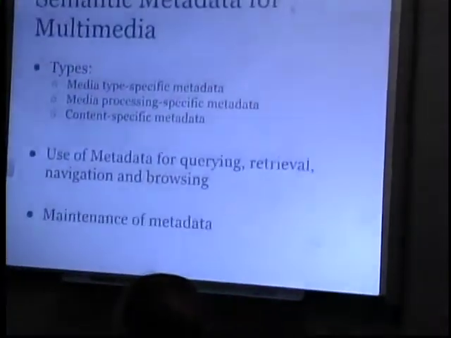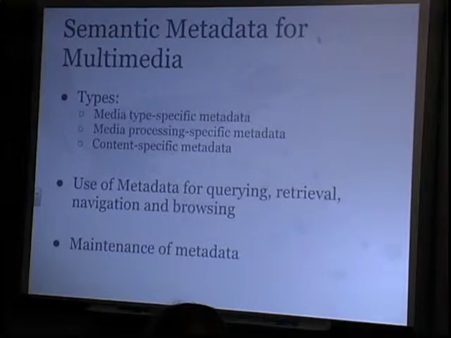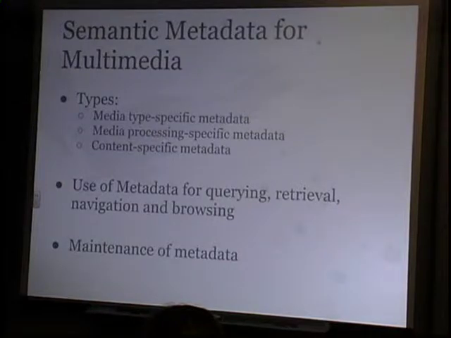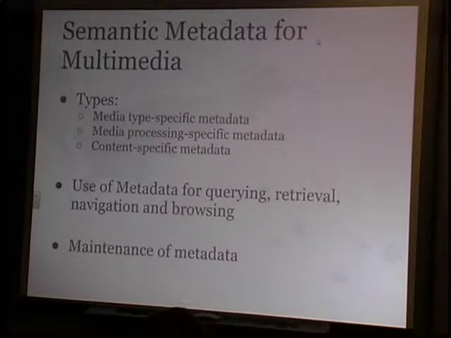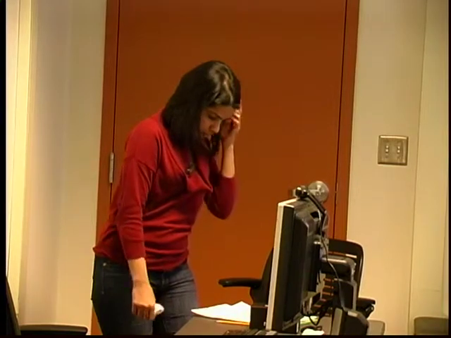Now we talked about how we want to do annotations not just for textual data, but also for multimedia data. So here we are talking about different types of images, videos, and all of these data being annotated. The semantic metadata for multimedia can be categorized roughly into these three types. The metadata can be either media type specific, with examples being font size of the text, or the motion in the video, or the texture of the images, something like that.